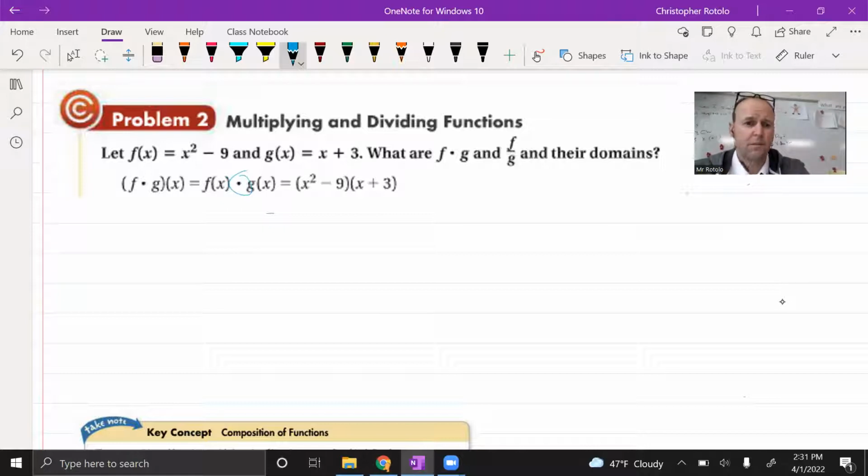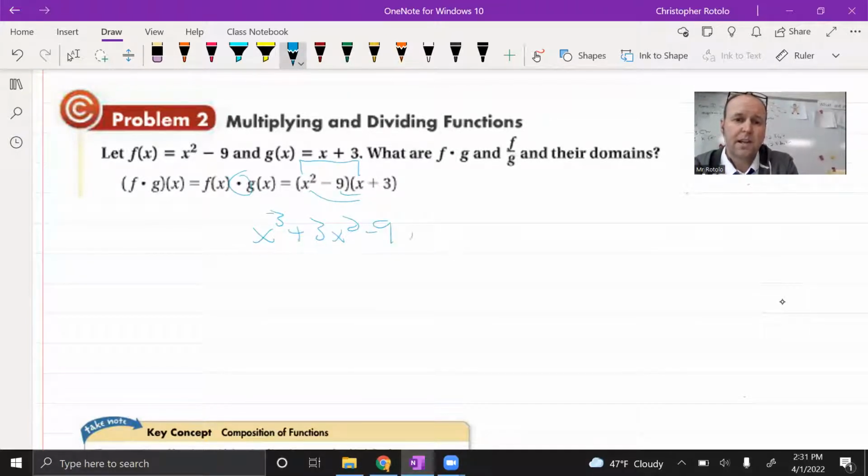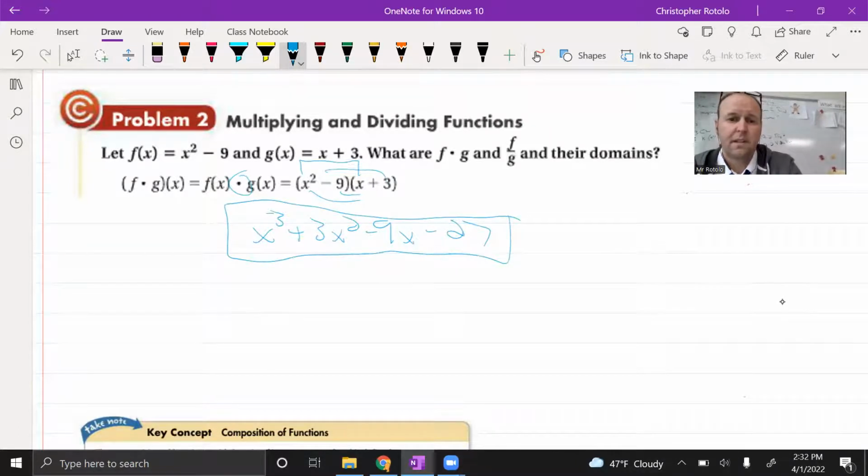I have two binomials. We're going to FOIL it. That's what we do. First, x cubed. We go to the outside, plus 3x squared. We go to the inside, minus 9x. And then on the end, minus 27. Oh my gosh, what did I do that for? 27. All right, that's it.